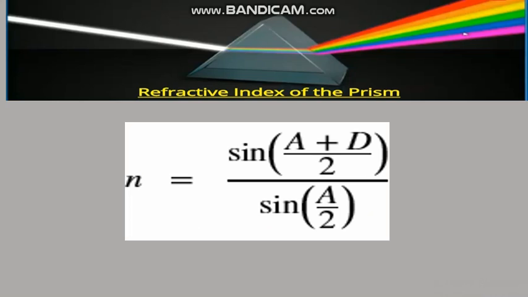The refractive index of the prism is equal to sine of (A plus D) upon 2, which is equivalent to sine of incidence divided by sine of A upon 2. So, A shows the angle of the prism, and capital D shows the angle of deviation, the sum of the angles. A is the angle of the prism.